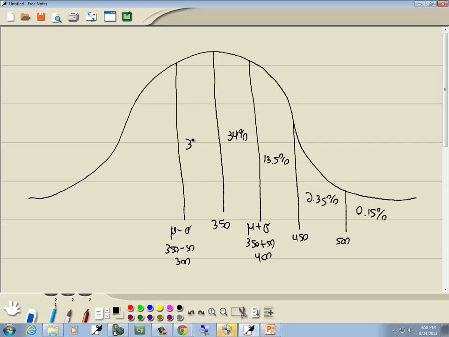Okay, so back over on this side, by symmetry, this is 34, this is going to be 34. Now going in this direction, we're subtracting 50. We go 350 to 300, then this will be 250, and then this will be 200. And 13.5, this will be 13.5. 2.35, this will be 2.35. And then 0.15 will be over here. So again, we start with our mean, and then we keep adding the standard deviation as we go to the right for each of these segments. And we start with the mean, and we subtract standard deviation going to the left. Okay, so that's our setup.